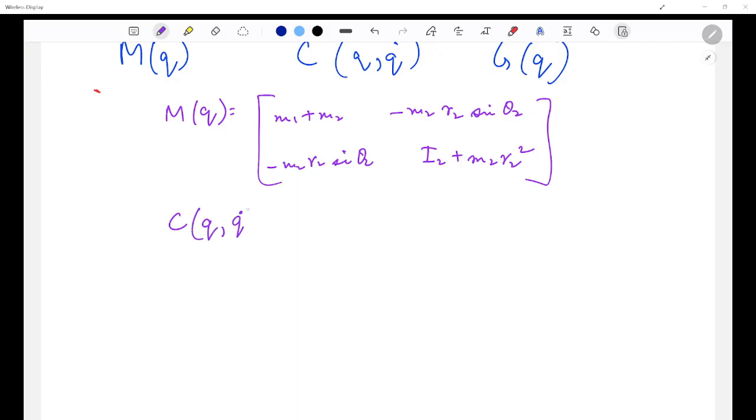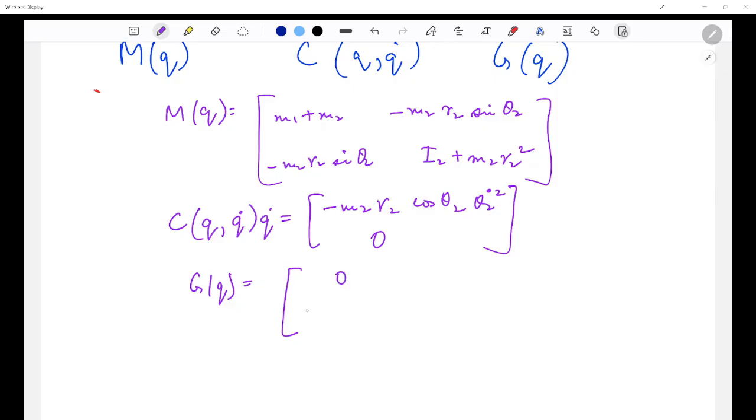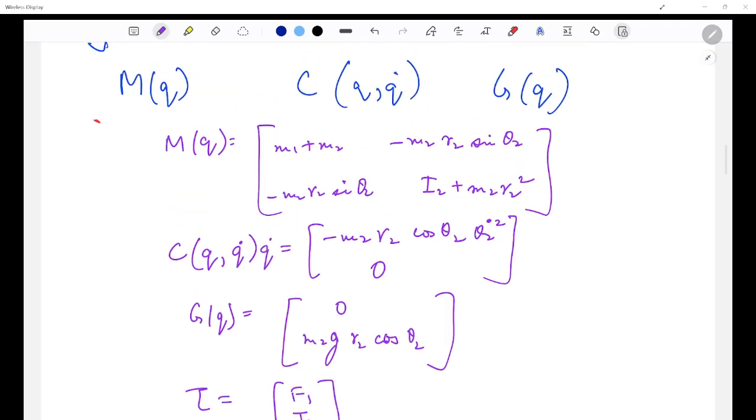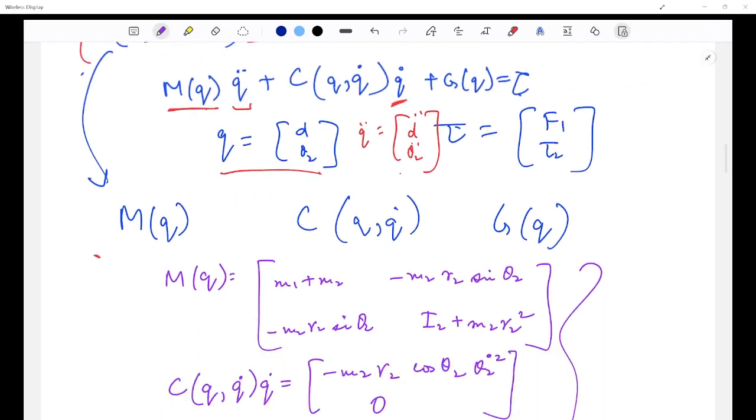C(q, q dot) into q dot is minus M2 R2 cos theta 2 into theta 2 dot square, and 0. Then G(q) is 0 and M2 g R2 cos theta 2. And your torque is F1 and tau 2. So this is just compact notation for the expanded form.